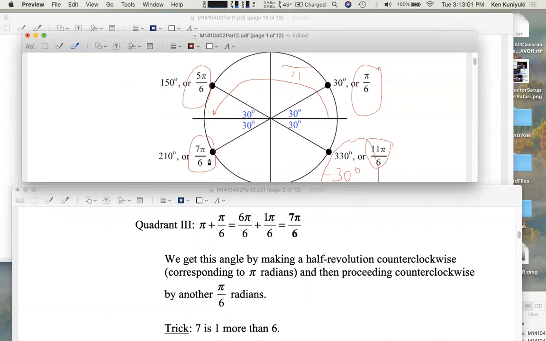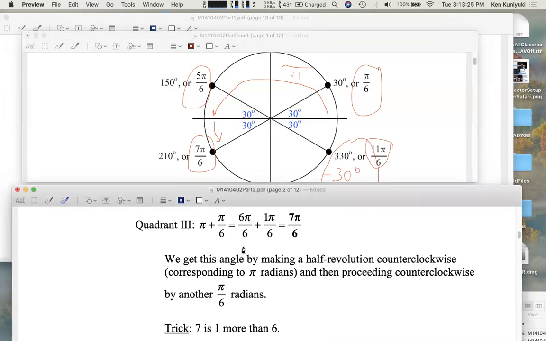So here, for 7 pi over 6, we want the pi, half a revolution, plus pi over 6. We want to revolve counterclockwise a bit more, rotate a bit more. What's pi plus pi over 6? And I know students have trouble with fractions and pi, but think through it carefully. Pi is 1 pi, it's 6/6 pi. What's 6/6 pi plus 1/6 pi? It's 7/6 pi, or 7 pi over 6. Take it calm and steadily, you'll get it.